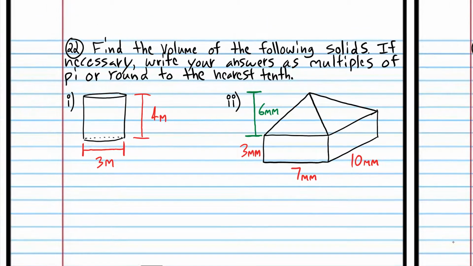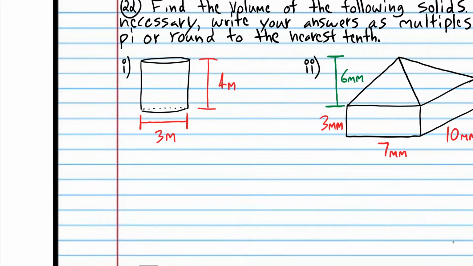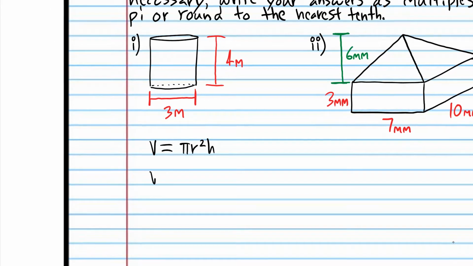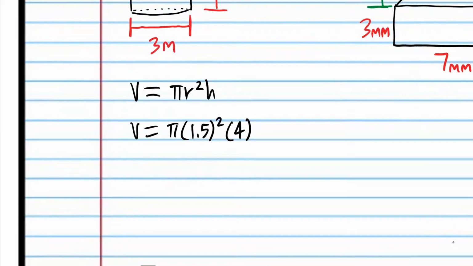All right, we're back. It says find the volume of the following solids. If necessary, write your answers as multiples of pi or round to the nearest tenth. So this is a right cylinder. The volume of a right cylinder is the area of the base times the height of the cylinder. And the radius is half of 3, which is 1.5. And the height is 4. So at that point, we can just use our calculator. So I'm going to enter pi times 1.5, then the square button, then equals, then times 4 equals.